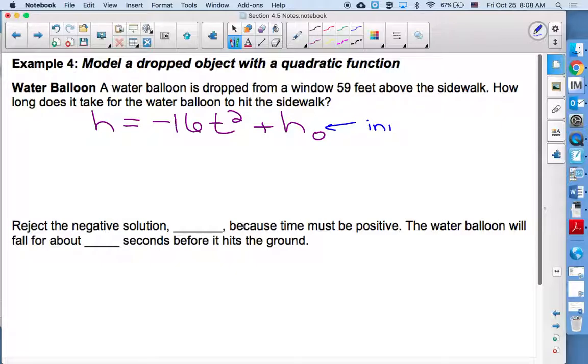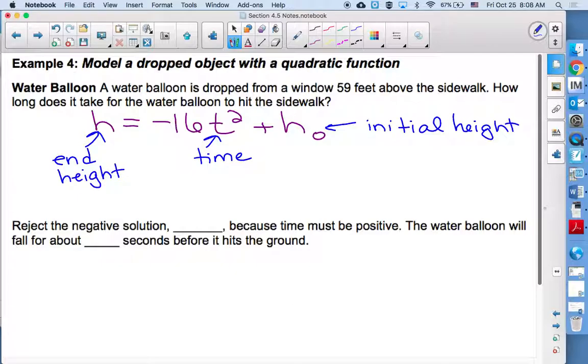This represents the initial height. And that means where did it start? So where did the object start from where it was falling or where it was dropped? What do you think t stands for? Time. Yeah. And then the other h would be the end height. So the little 0 means the original height, the beginning height, the height when the time was 0 before the object was dropped. The height on the other side is where does it end? So does somebody catch it at a certain height, or maybe it just hits the ground?